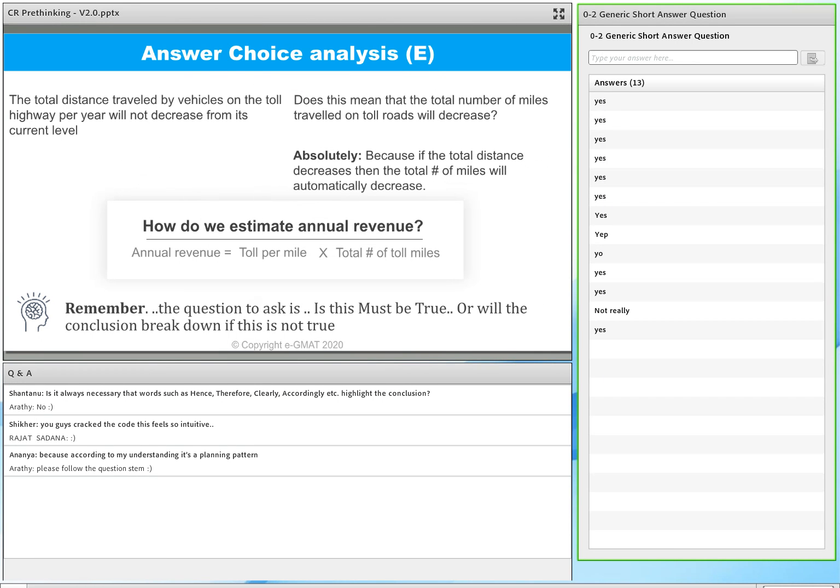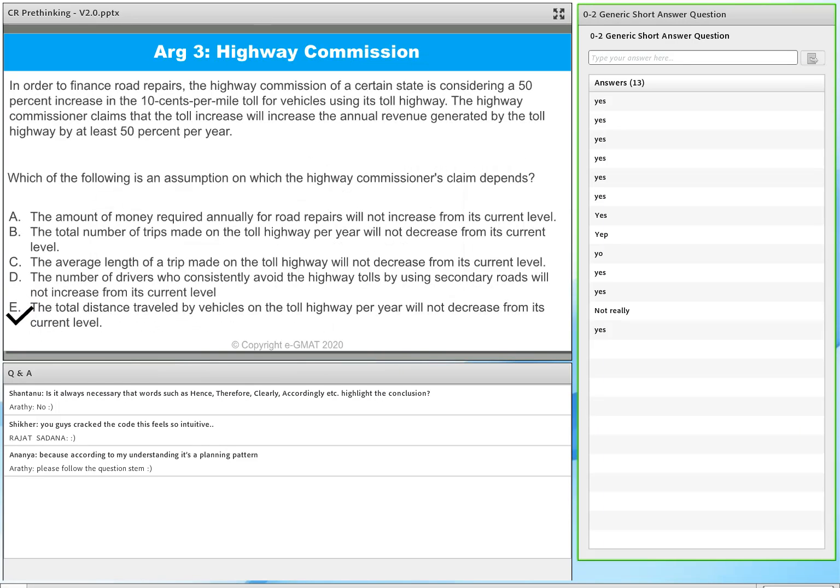Okay, so not really. Go back to the application files. Choice E, which is my correct answer, is talking about the total distance. The total distance goes down, my revenue will go down. Why? And it won't go by 50%. And which is my correct answer. Doubts on any other answer choice?